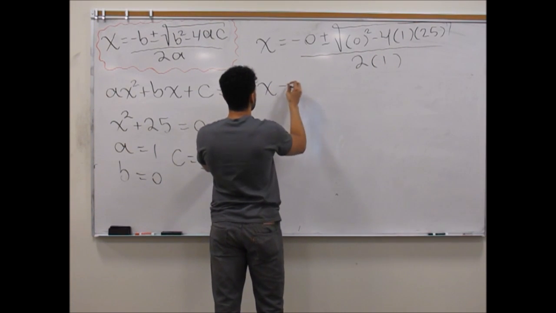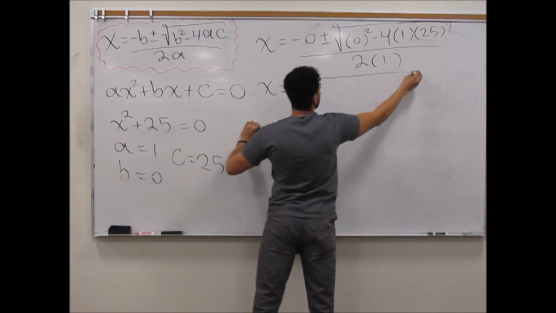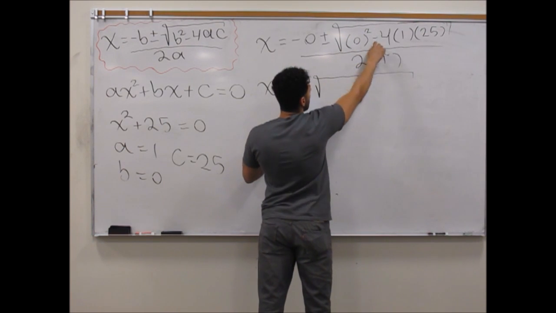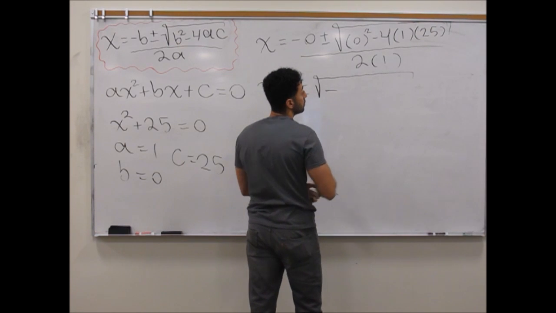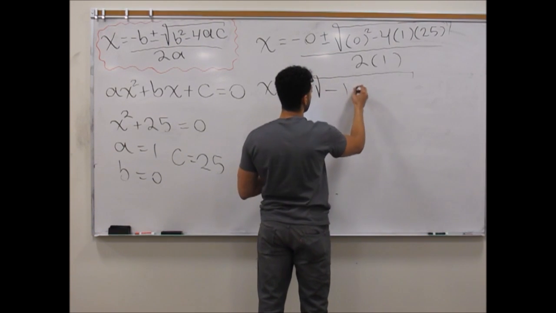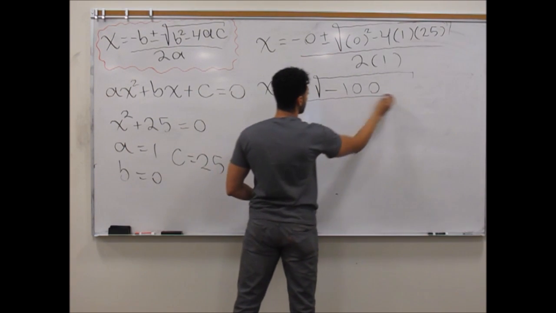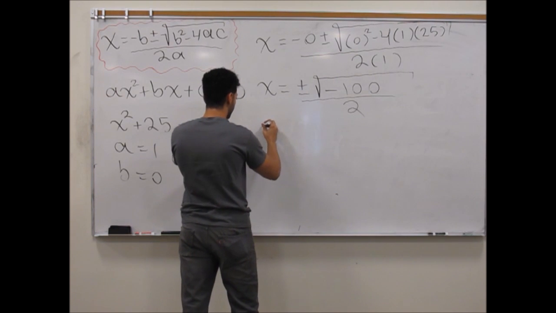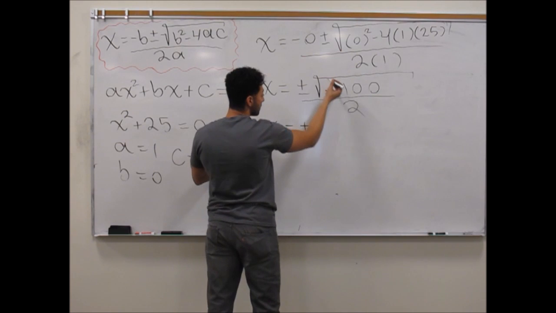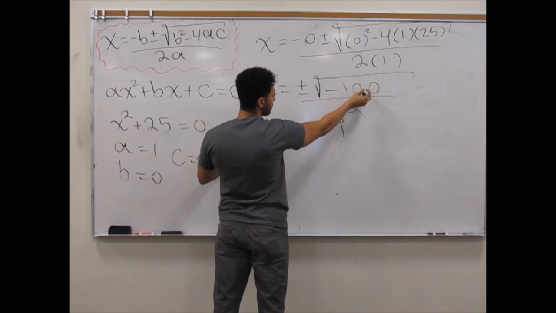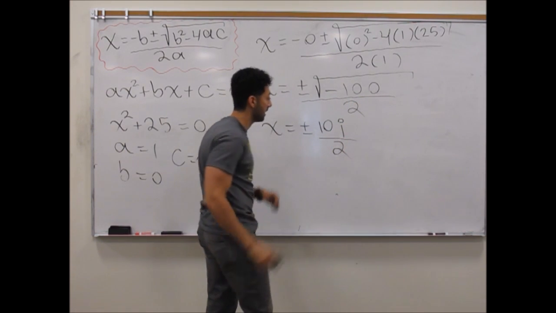So then you get x is equal to 0, it goes away, plus or minus the square root of 0 goes away again, the negative remains. 4 times 25, if you have 4 quarters, you have $1, I don't know, 100. I just think in a weird way. Alright, so then that's over 2. This is equal to plus or minus the square root, that negative comes out as an i, and the square root of 100 is 10. And it's over 2. And this and that.